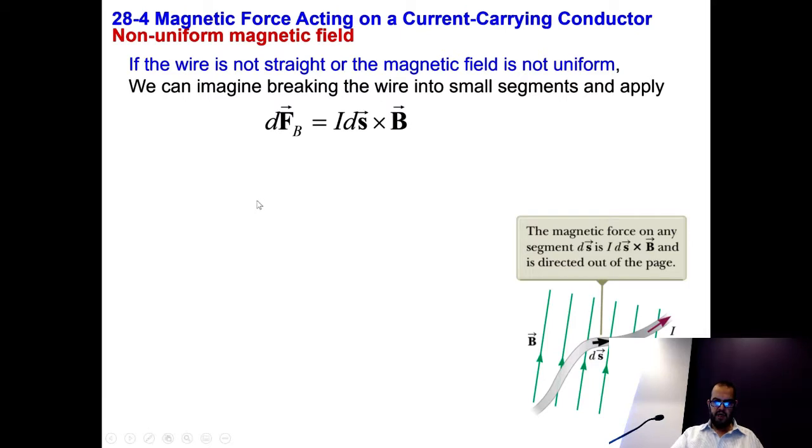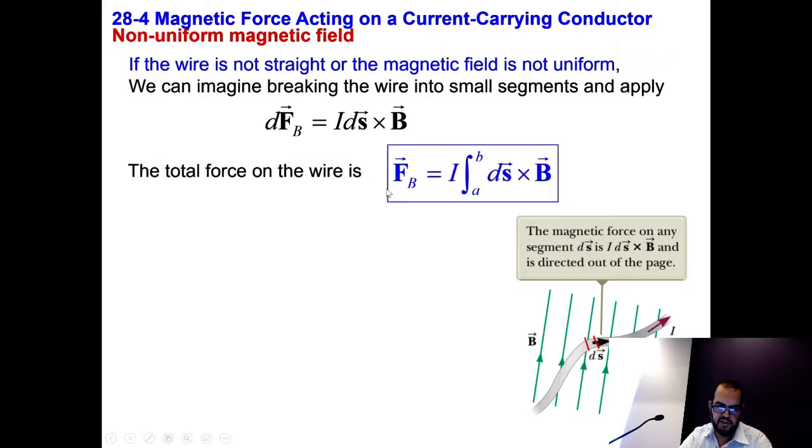So here we can take an element, ds, and we can determine the differential force that is acting on this element. It's I ds crossed with B. Okay, so this is the same. We replaced the L vector by ds because now we have a small element. Okay, and we can do the summation. The total force on the wire is the sum of all of these forces. And the summation becomes an integration if ds is quite small.